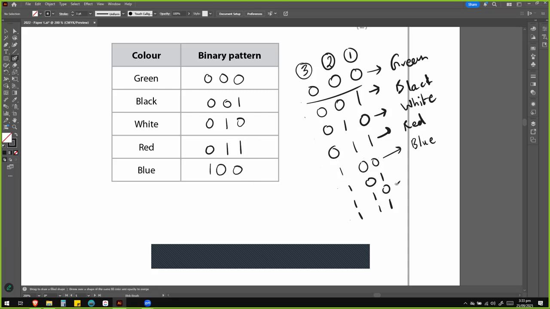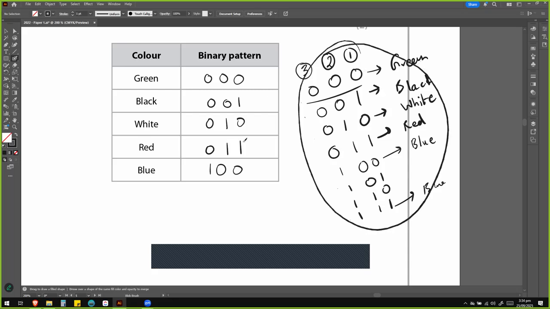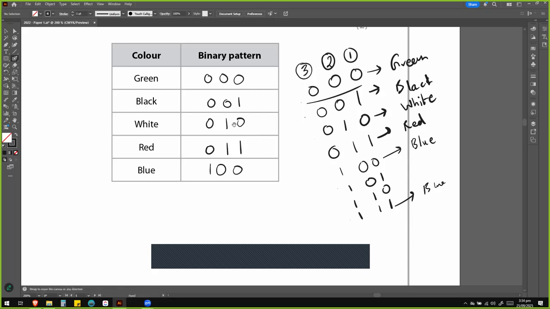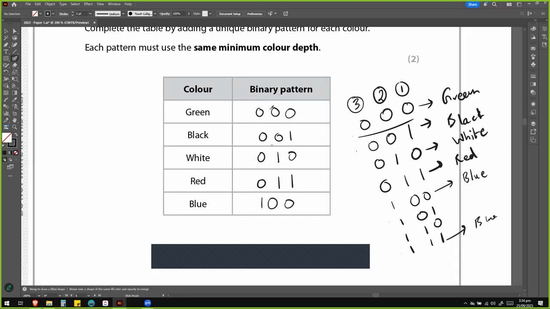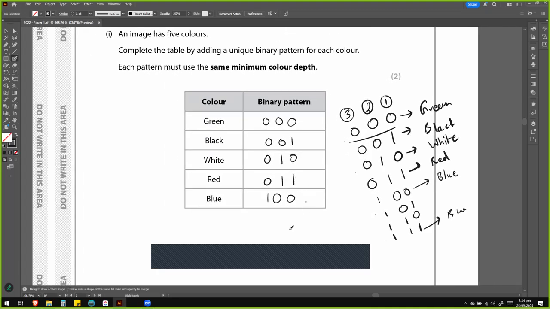Now, you could have said, I want this to be blue, okay? You can change around these sequences, but as long as each of these are nice and unique, no number is repeating, and they are 3 bits, your answer would get full marks for this question. Again, this side I've done only for explanation purposes. Please use the box here to fill in your answer. Okay, let's move on.